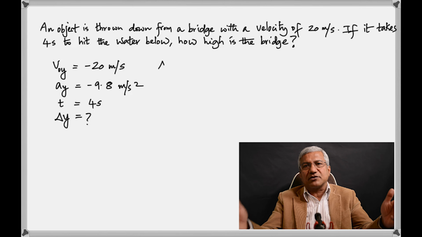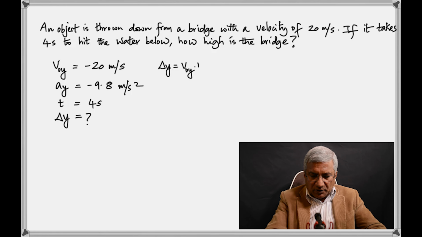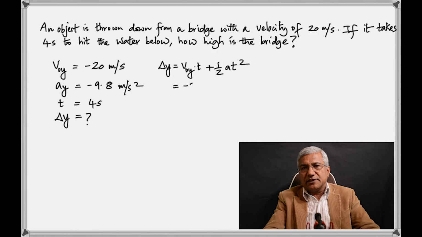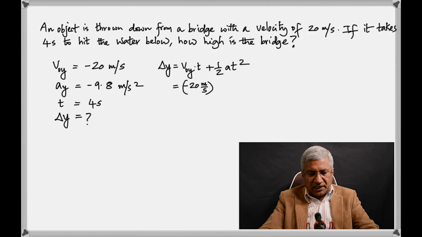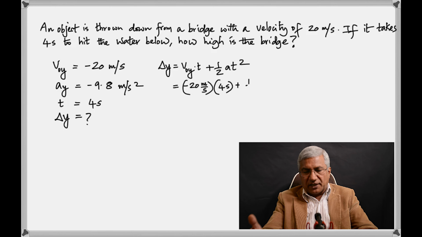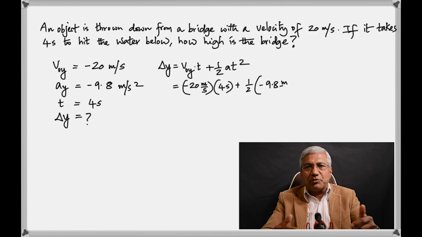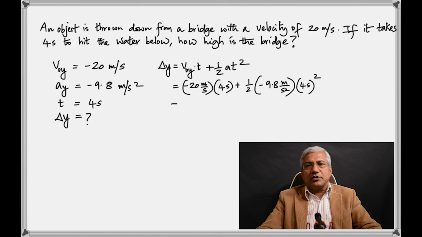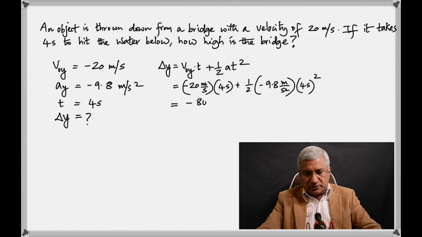Because then you have the acceleration as negative 9.8, the time given as 4 seconds, and you're looking for delta y, which is the displacement. This is the equation: delta y is v_0y t plus 1/2 a t squared. v_0y is negative 20 multiplied by 4 seconds, plus 1/2 times negative 9.8 times 4 squared. I'm also putting in the units so you can see how the units work out to be meters.